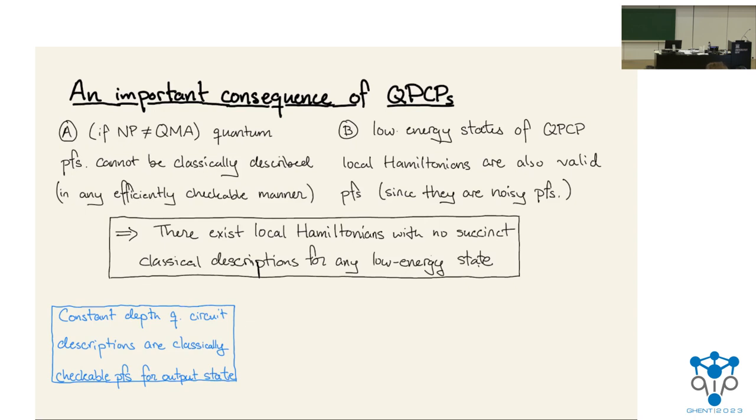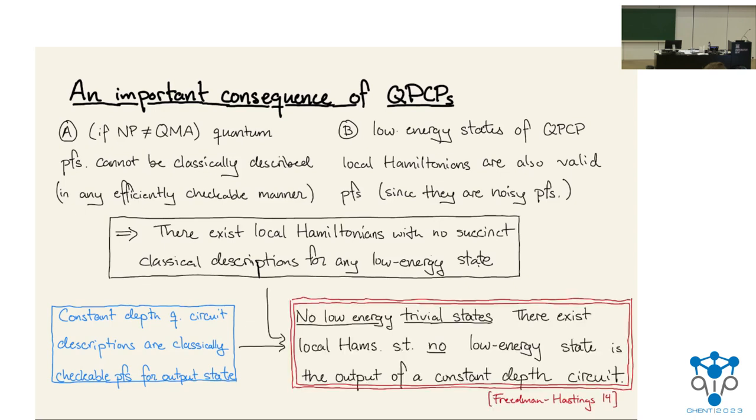So what we can say is, let's take an ansatz as to what succinct classical descriptions mean, and then see if that result is true. One huge family of classical descriptions for quantum states is short circuits. As we've seen through a variety of talks in this conference, a constant depth quantum circuit is a classically verifiable description of a quantum state. If we combine these two ideas, we end up with the main conjecture of today's talk, the no low energy trivial states conjecture, first put out by Freedman and Hastings in 2014: there must exist local Hamiltonians so that none of the low energy states can be written as the output of a constant depth quantum circuit.